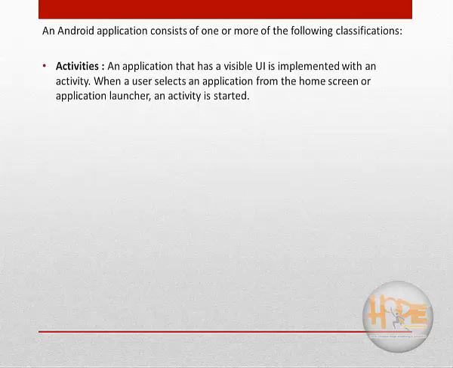An application that has a visible UI, meaning user interface, is implemented with an activity. That means if in an application you are seeing some graphical user interface, it is an activity. When a user selects an application from the home screen or application launcher, an activity is started.